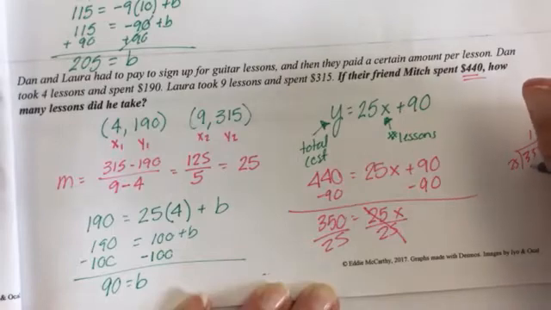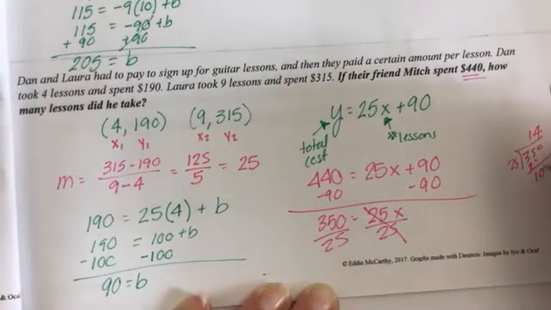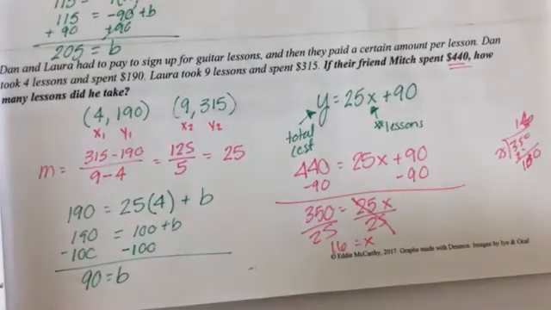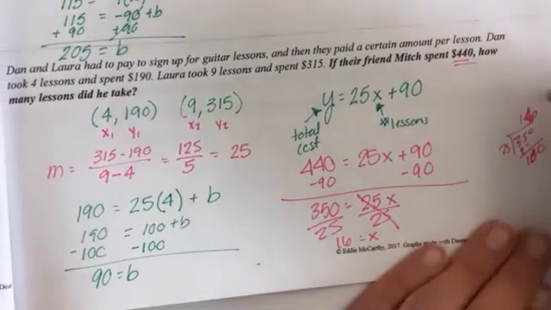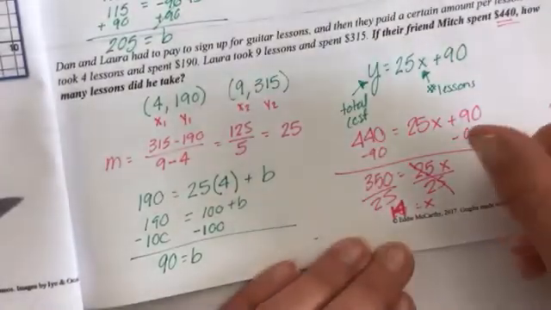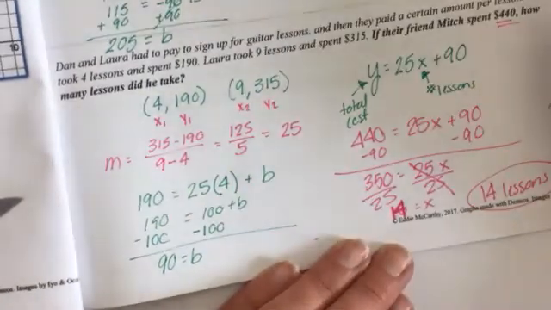Oh, no, more than that. 14 times. 16 times. Okay, 16. I want to check that. I feel like I'm a little off. 350 divided by 25 gives 16? 14? I was right the first time then. So how many lessons did he take? He took 14 lessons.